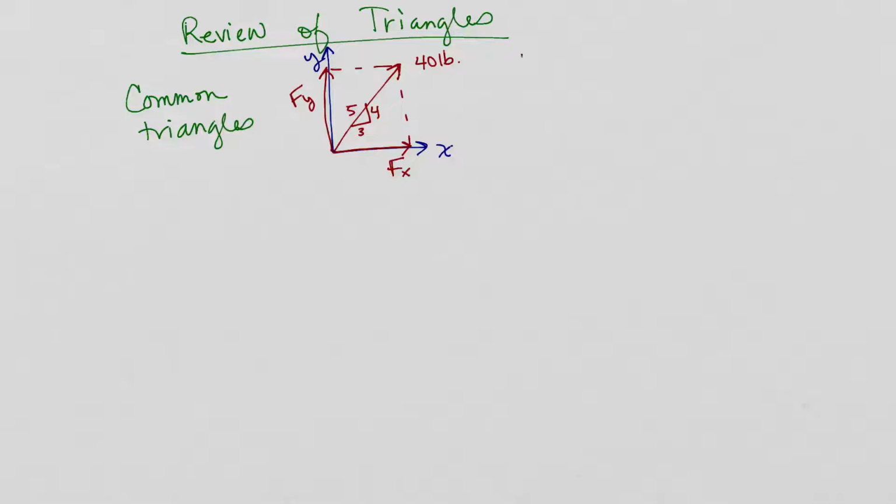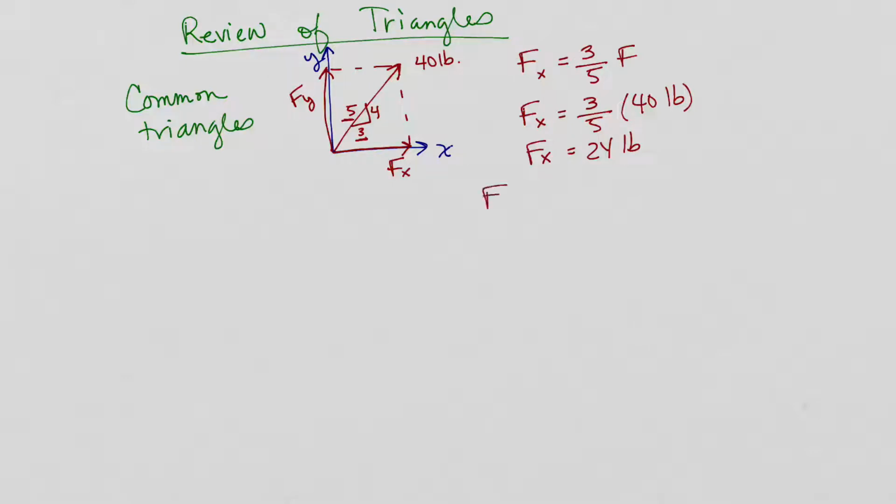So F of x is going to equal, and it's basically 3 over 5, so you can use that, times that force, which is the 40 pounds. So F of x equals 3 over 5 times the 40 pounds. So that's 120 divided by 5. So that'll equal 24. So it's 24 pounds in the x direction.